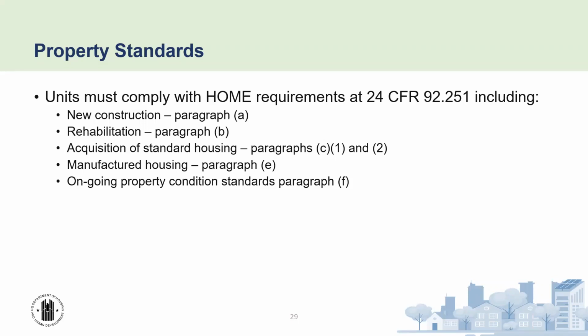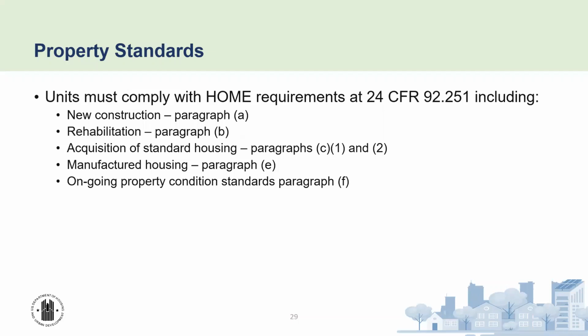The HOME-ARP units must comply with the applicable HOME property standards in the HOME regulations at 24 CFR 92.251, including the new construction standards of paragraph A, the rehab standards of paragraph B, including the requirement that the PJ have written rehab standards, acquisition standards of paragraphs C1 and 2, and the manufactured housing standards of paragraph E, assuming the PJ will include manufactured housing in its HOME-ARP rental portfolio.